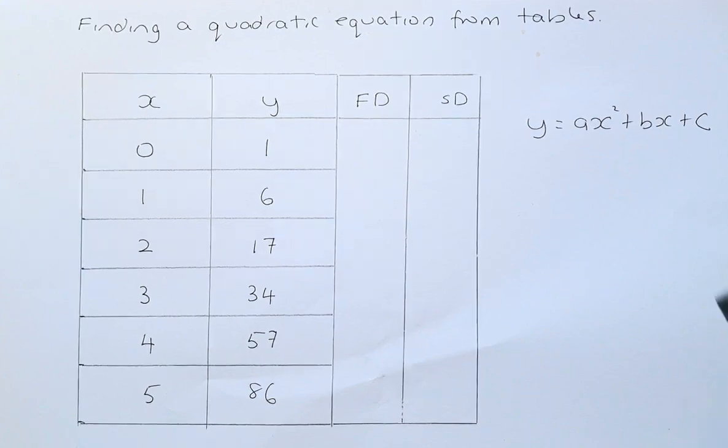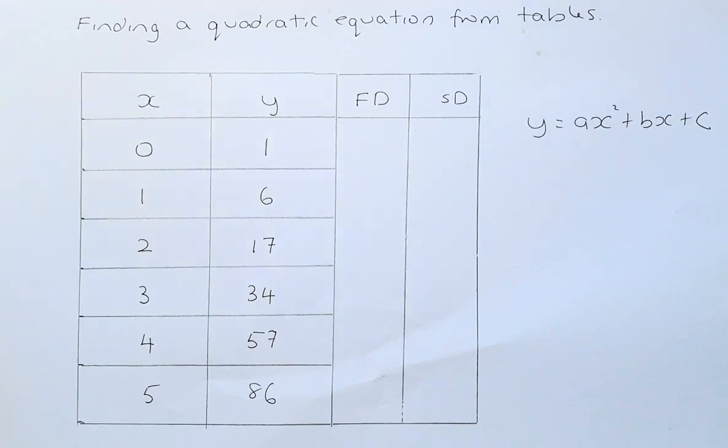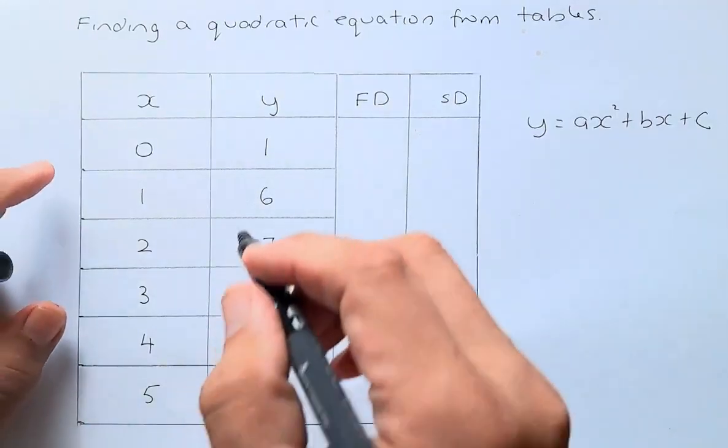The quadratic equation has this form: y equals ax squared plus bx plus c. The idea is to find the values of a, b, and c, which we will learn later on. First things first, we need to find the first difference, between the y values.